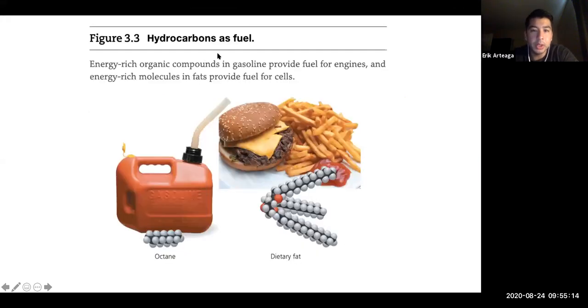All right. So hydrocarbons are fuel. Energy-rich organic compounds in gasoline provide fuel for engines, and energy-rich molecules in fats provide fuel for cells. Okay. So as you can see, octane and dietary fat, this is a triglyceride, look very similar, right? They're saturated hydrocarbons. And typically, saturated hydrocarbons mean energy, lots and lots of energy.